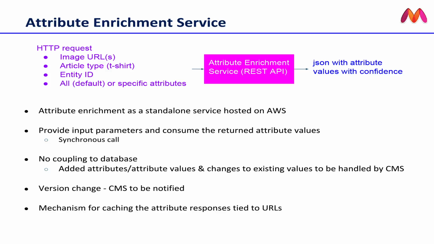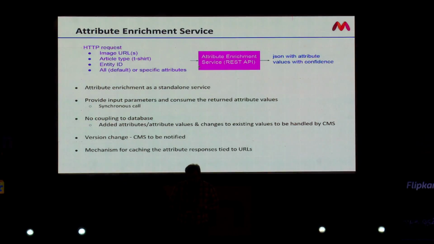The last part that I'll get into is deployment of some of the solutions that we built. So this is at a very high level. Essentially, what we want the client to send us is image URLs, the article type, because the taxonomy varies and the models vary depending upon the article type, and also a unique number that will identify the product, and whether only specific attributes have to be fetched or all the attributes are required. And then we return a JSON response along with the confidence values for the various attribute values.